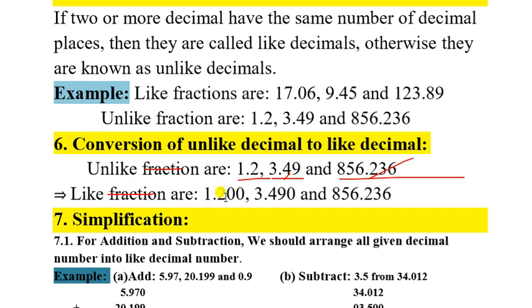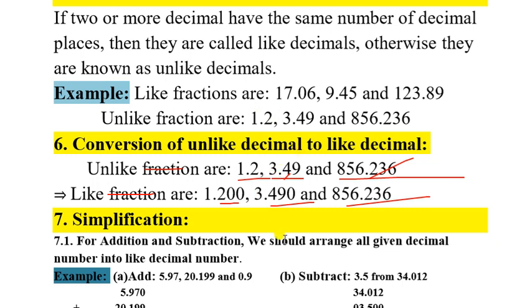So 1.2, and after the decimal we can take 0. So I have taken 1.200. After the decimal 3 digits are completed. In the same way here also 3.490, 0 is needed because already 2 digits are given, and here no need to add any digit because it is already given with 3 digits. So 1.200, then 3.490, then 856.236. In this way we have to convert by adding 0s after the decimal digits. We have to add some number of 0s, then we can convert into like decimals. Otherwise it is impossible. Remember this.